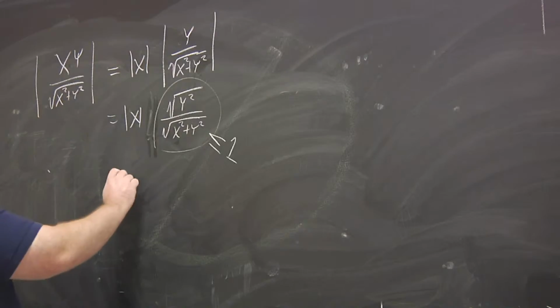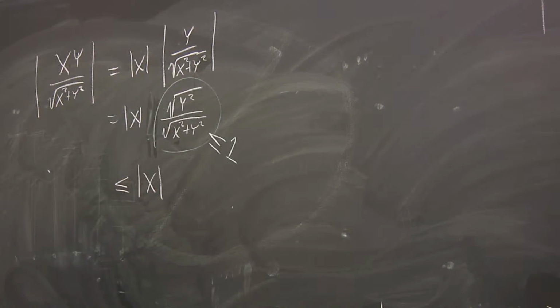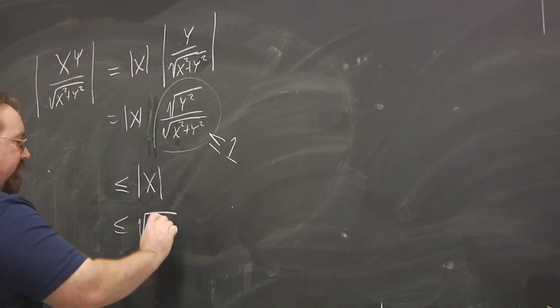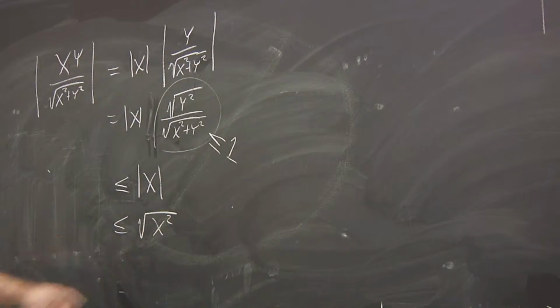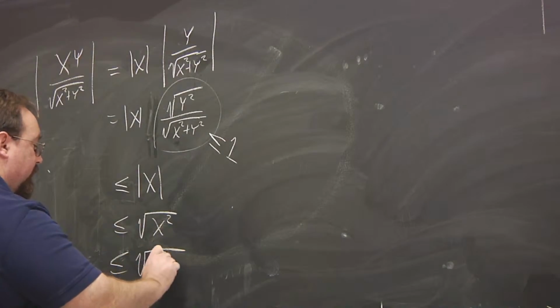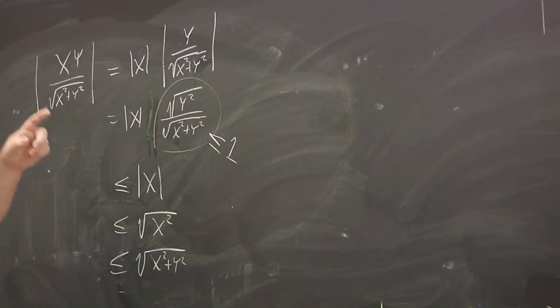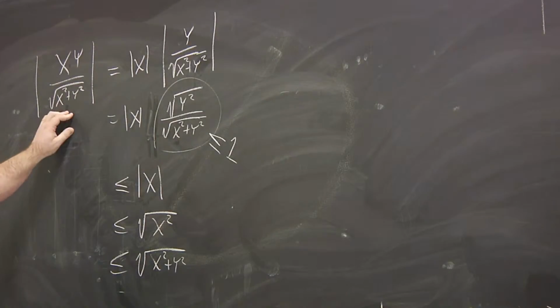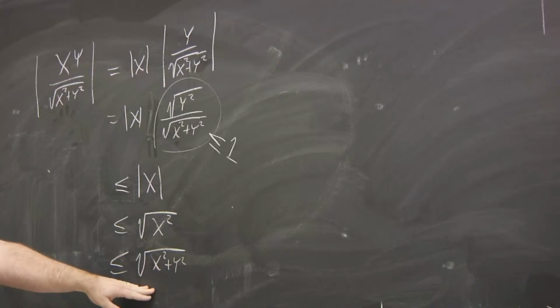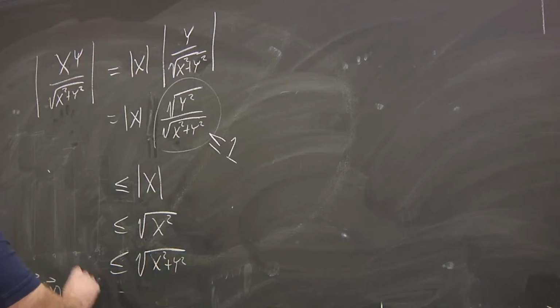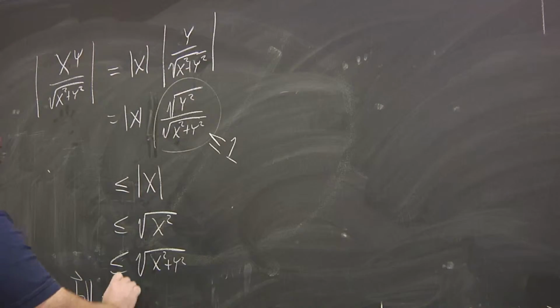So this whole thing is now less than or equal to the absolute value of x, which I can rewrite as 4 square root of x squared, but that is less than or equal to the square root of x squared plus y squared. So I've done what I set out to do and described it over there: I came up with a bound for the difference in y's in terms of the difference in x's. In more general terms, I've shown that this distance is bounded by this distance.